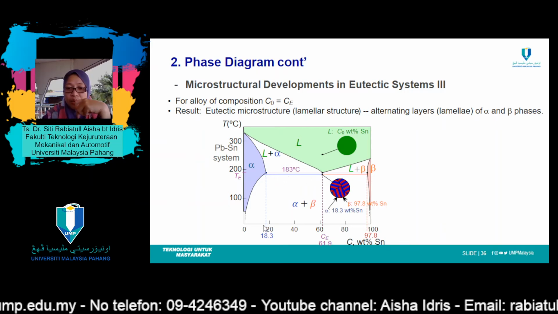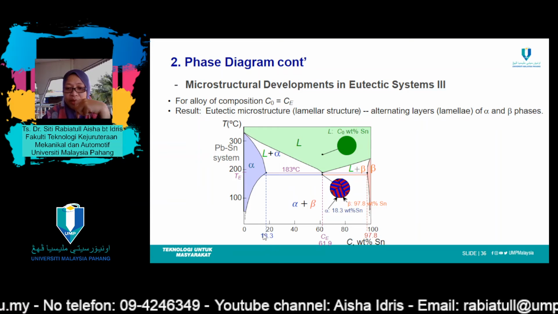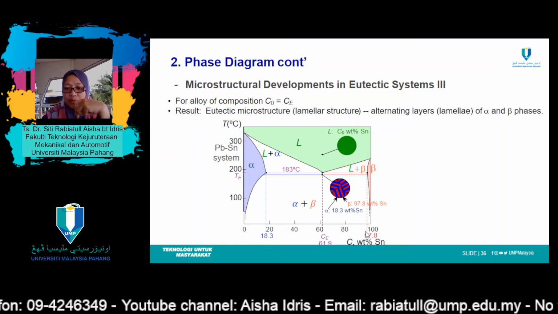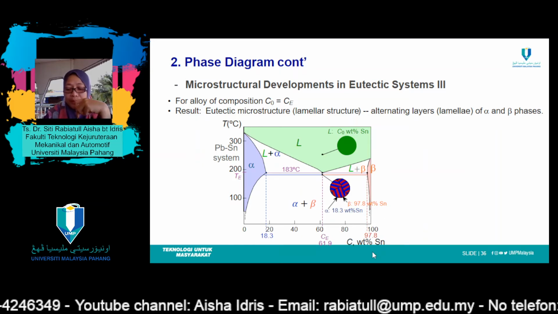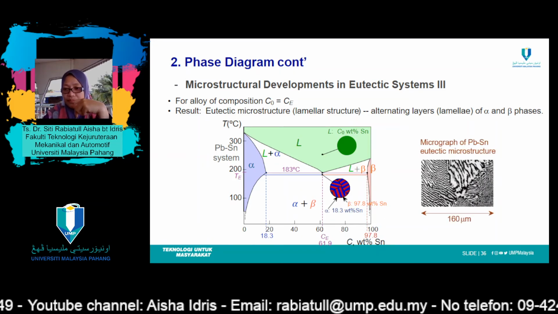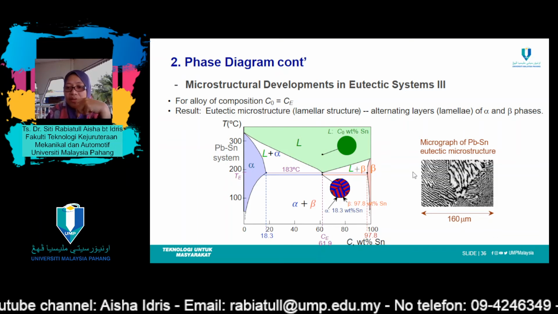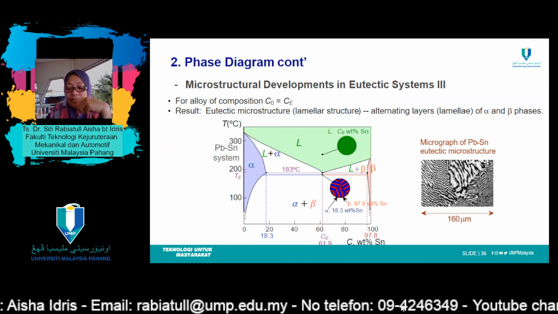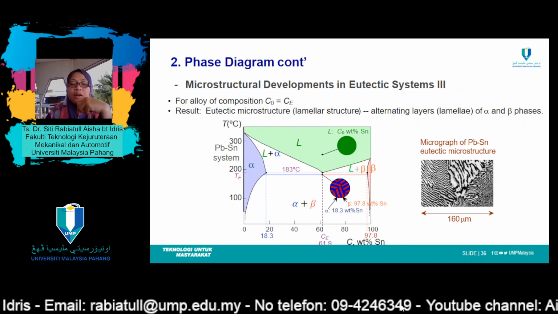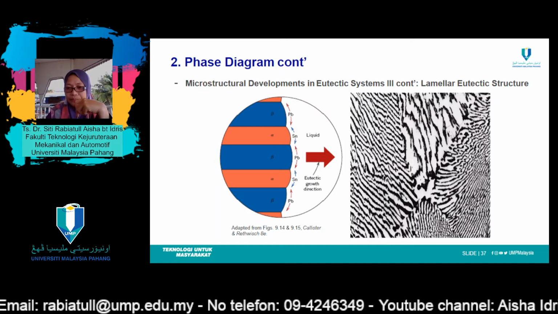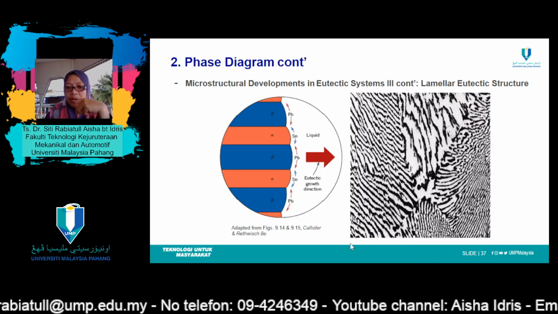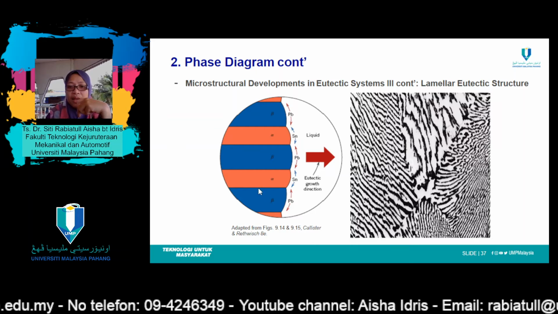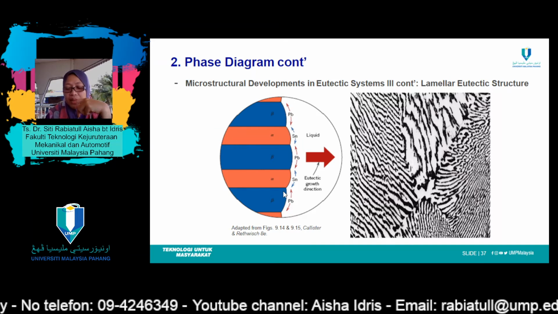So alpha, you should be able to get 18.8% of tin. And this one for beta, you should get 97.8% for tin. And in real life, this is how you may see the microstructure for plumbum and tin alloy. Okay, this one is a close up for lamellar structure. The size is the same, plumbum and tin.